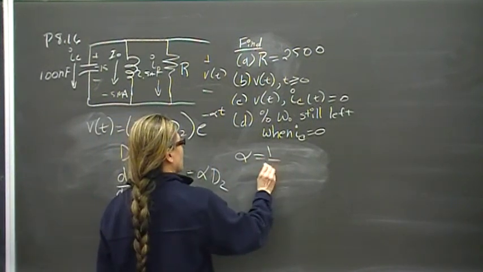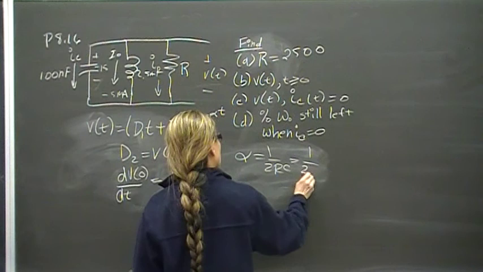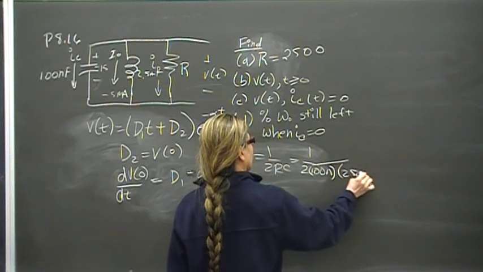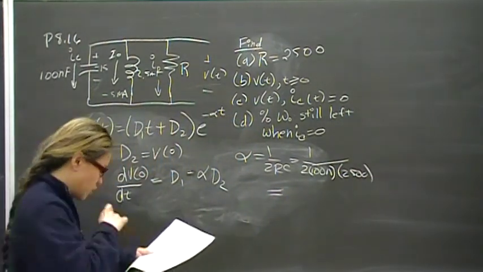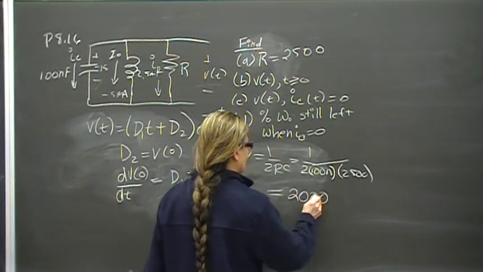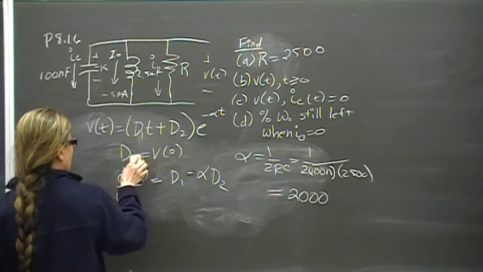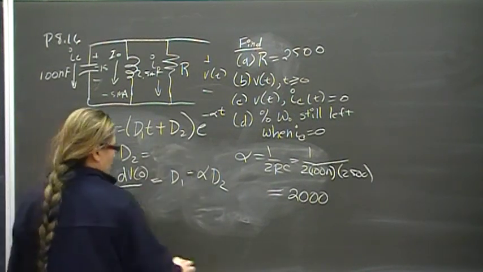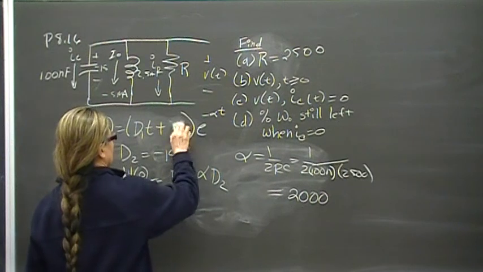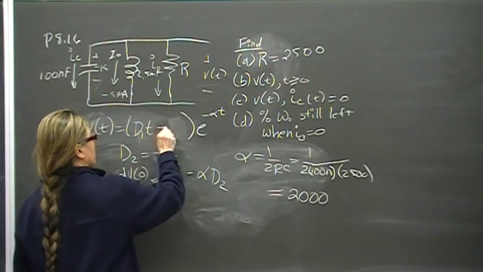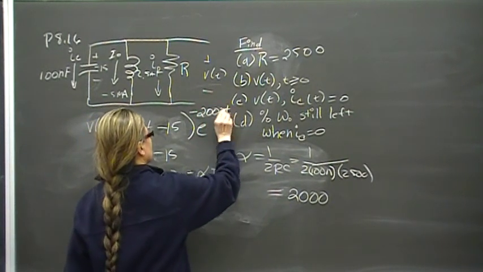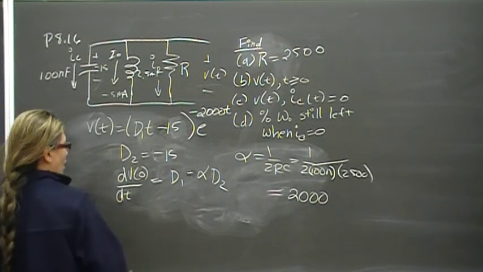So we need to find alpha because that's the easier thing to find. So alpha is 1 over 2RC, is 1 over 2 times 100 nanofarads times 2,500. Put that into your calculator. You should come up with a value of 2,000. Okay, we need that for the general equation. D2 is the voltage at time 0, which is -15. So we have this piece right here, this is -15. We have this piece also, this is -2,000t.